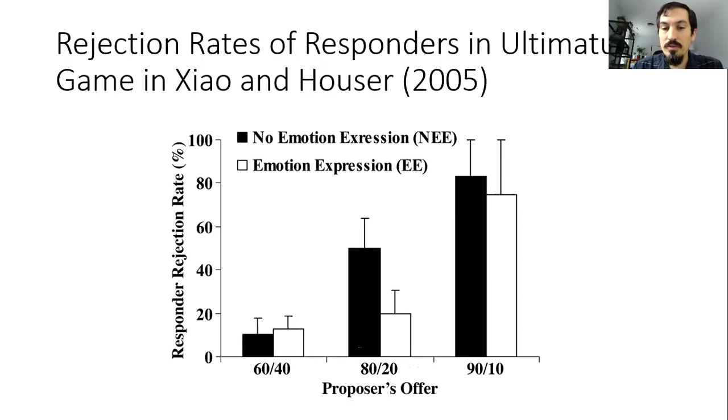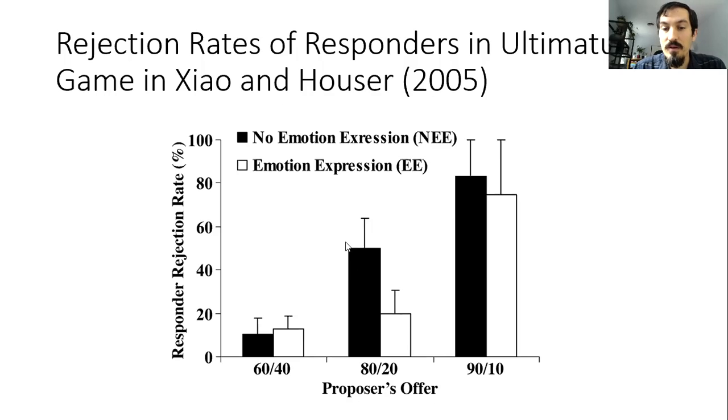But in the 80-20, which is sort of, remember, that's right in the middle, 20% is like right on the cusp of when people are not sure whether they should reject or accept. It's about 50% of the time people reject. That's when it made a big difference whether you could send a message. Because if you could send a message, that's this white bar, the rejection rate was actually like 20%. So people could say, that was really unfair. You shouldn't have given me so little. You know, you suck. But you still take the money. You still take the money. But at least you get to tell the other guy off, right?